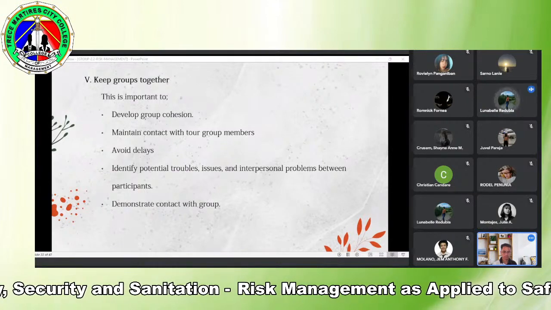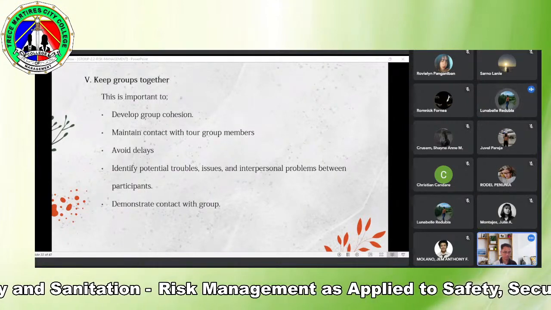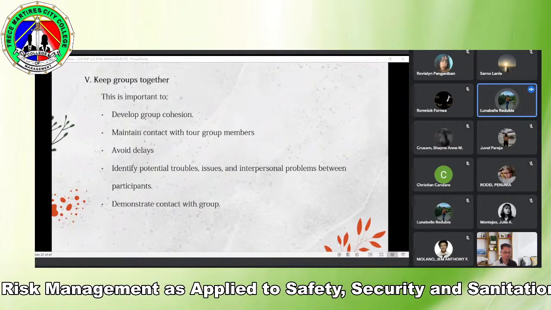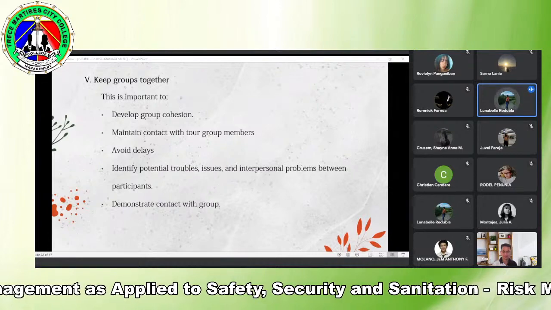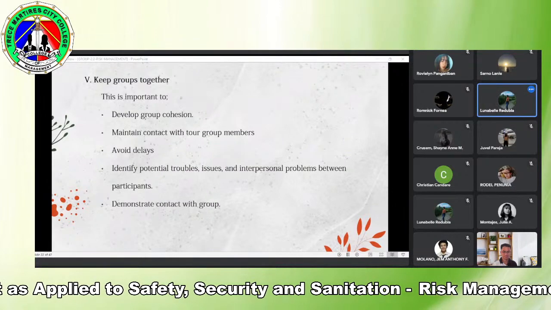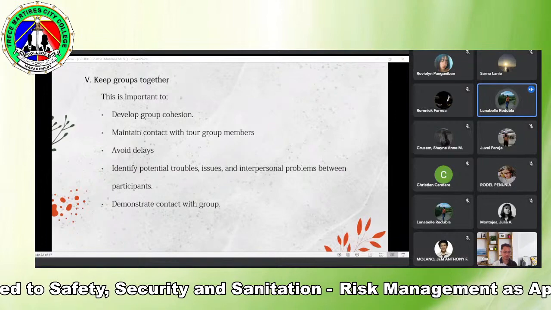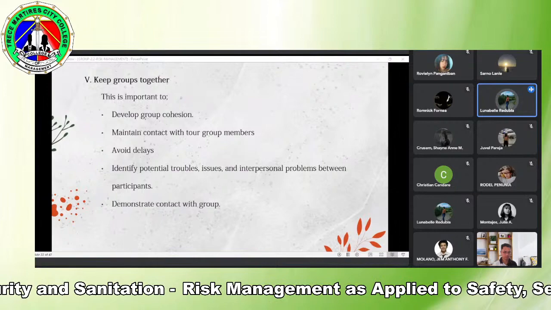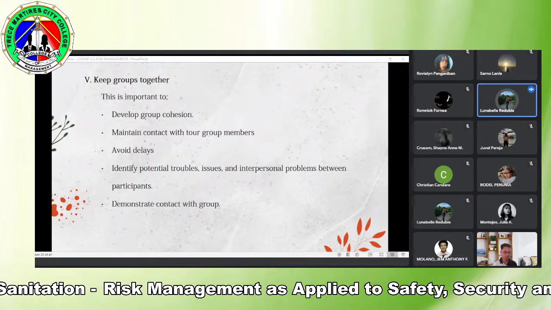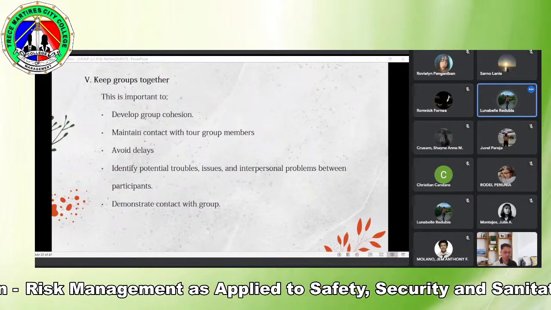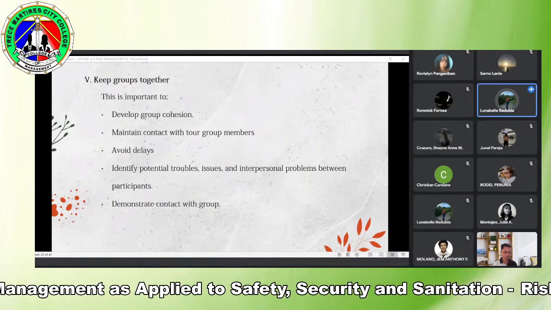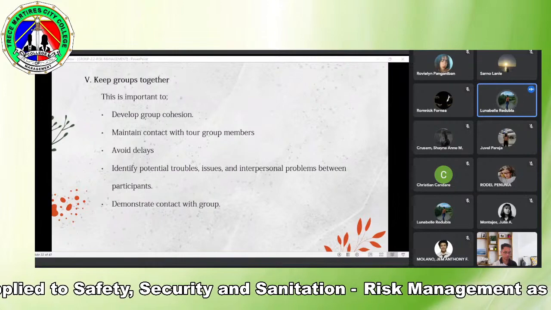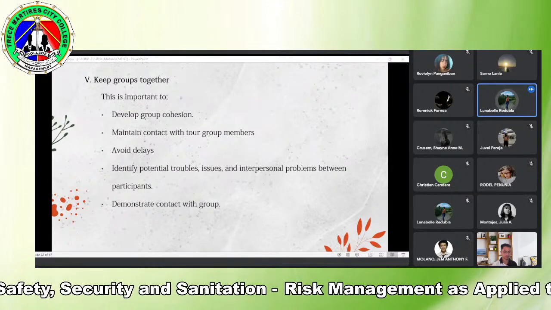Identify potential troubles, issues, and interpersonal problems between the participants. Example ko dito is yung sa delay. Halimbawa po, sa isang trip, tapos merong isa na delay. Tapos meron na silang isang destination na ina-cancel since delayed na nga yung trip nila. Yung mga ganong problema po, maaari silang pagmulan ng mga hindi pagkakaunawaan ng mga participants. So dapat, bago mangyari yung ganong problem, meron na tayong alternatives na nakahanda. Dapat yung guide member is meron na siyang alternatives na nakahanda.